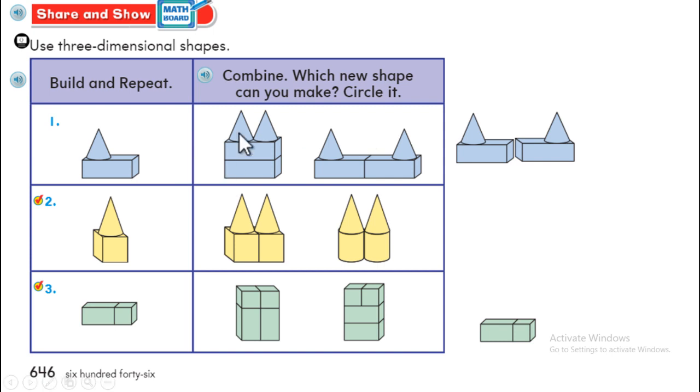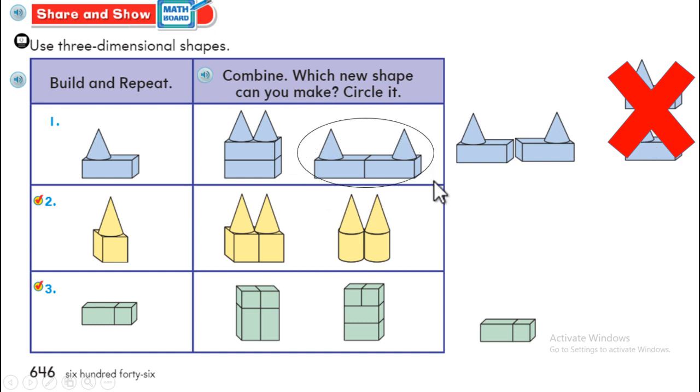Can we make this one? No. Because the first shape that we did looks like this. And when we repeat it, we're going to do it again, looking exactly like this. I'm not going to put the 2 cones on one rectangular prism. And I cannot, of course, put both of them on top of each other like this. Because it's going to fall. It cannot stack with the cone. X for this one. So my shape is this. Circle it.